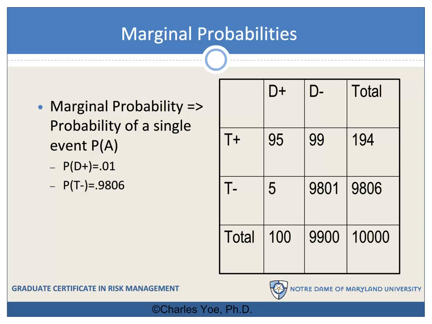I've given you a couple examples of single events. What's the probability that a person chosen at random from this group of 10,000 is disease positive? Well, there are 100 people who have the disease, and that's 100 out of 10,000, or 0.01. The probability that a person tests negative is 9,806 out of 10,000, or 0.9806. So marginal probabilities are probabilities of single events. These probabilities, of course, must be a value between 0 and 1.